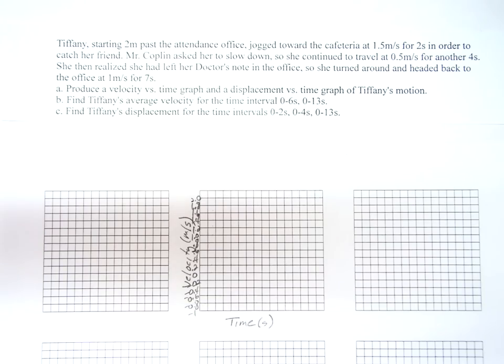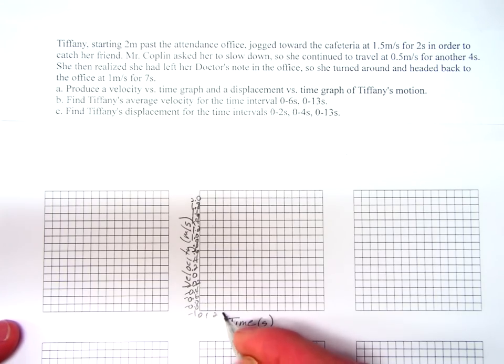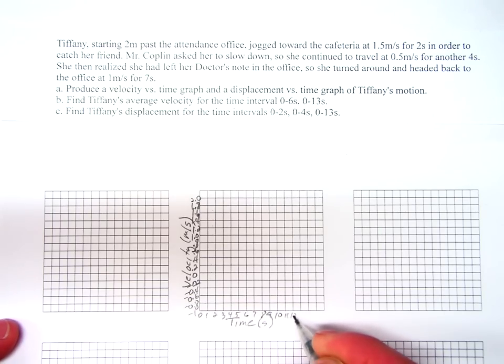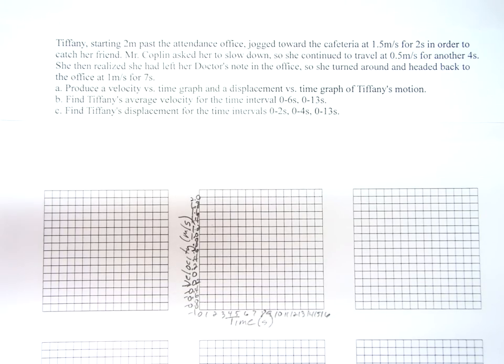Okay? Now my time, I need to just add up the time. So she travels for 2 seconds first, then she travels for 4 seconds, so that's 6 seconds, and then she travels for 7 seconds, that's 13 seconds. And so probably we're going to number by ones. Let's count it though. We got 1, 2, 3, 4, 5, 6, 7, 8, 9, 10, 11, 12, 13, 14, 15, 16. We're going to count by ones. So here's 0, 1, 2, 3, 4, 5, 6, 7, 8, 9, 10, 11, 12, 13, 14, 15, 16.